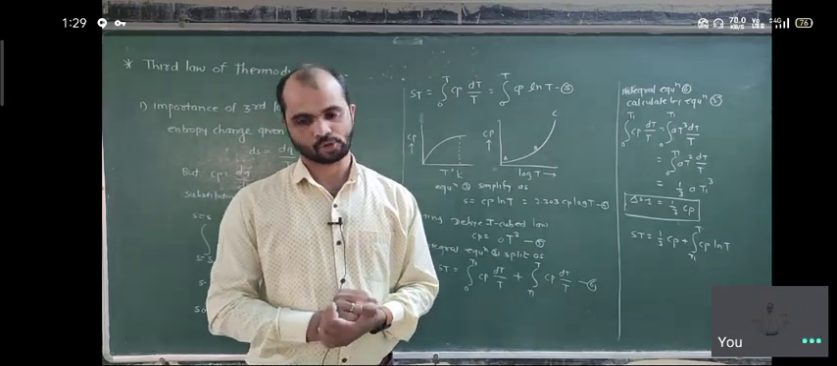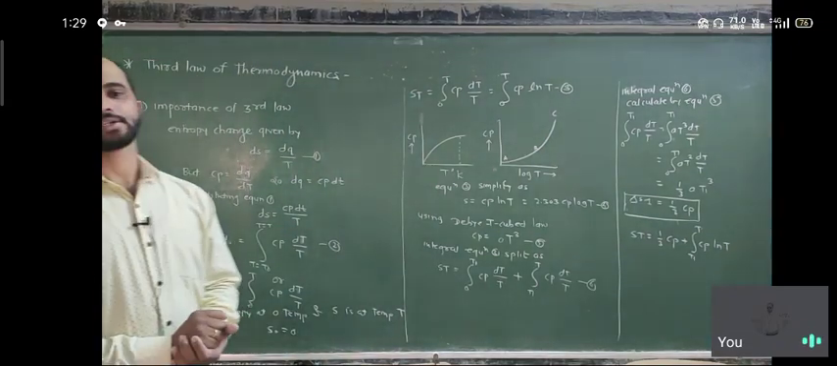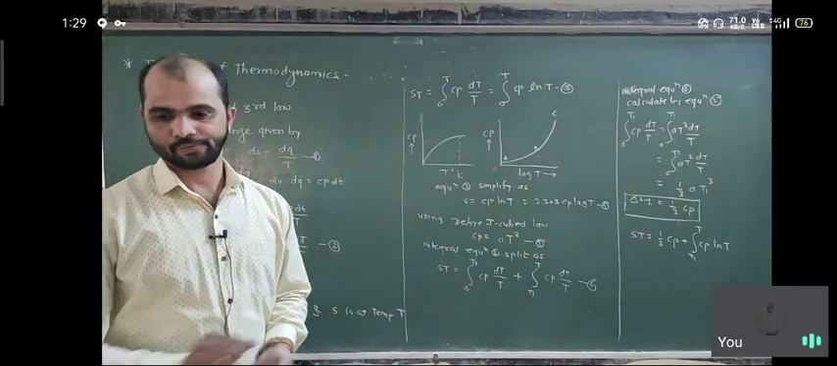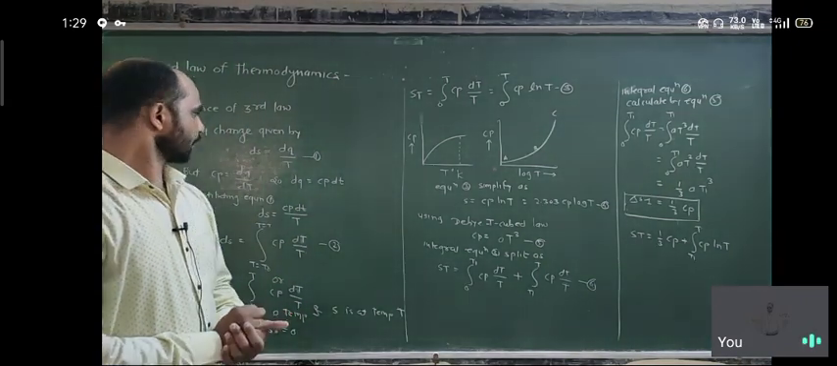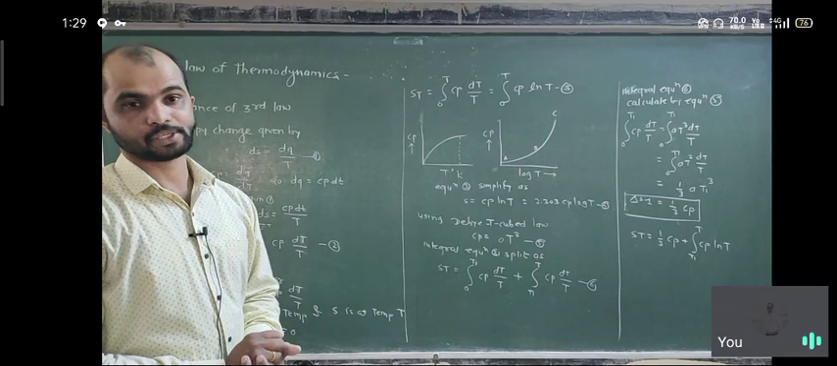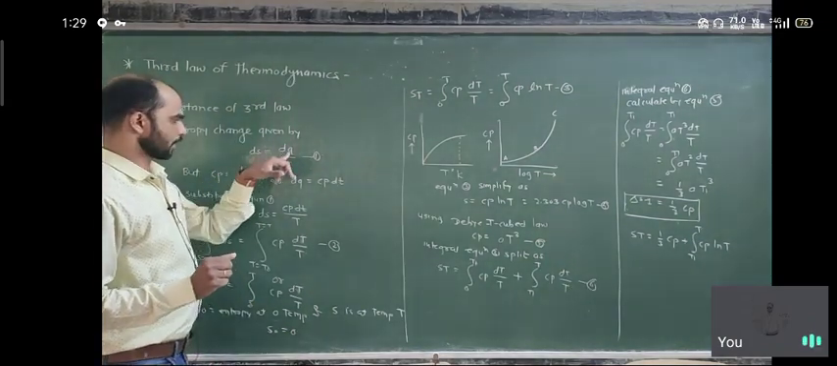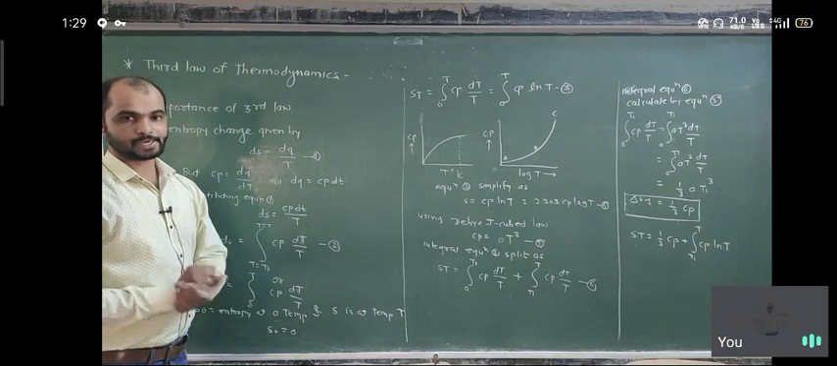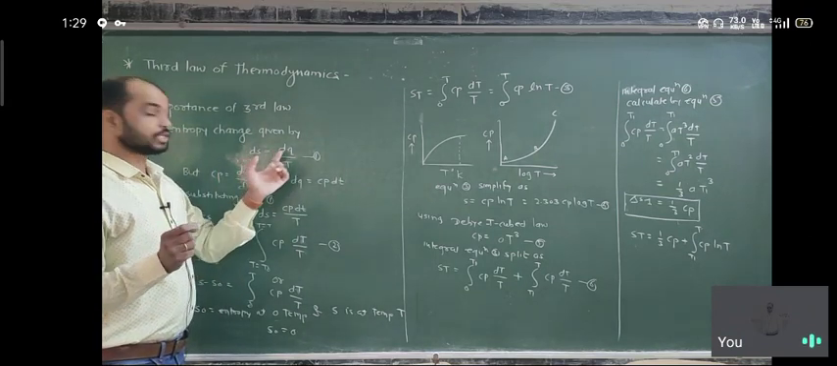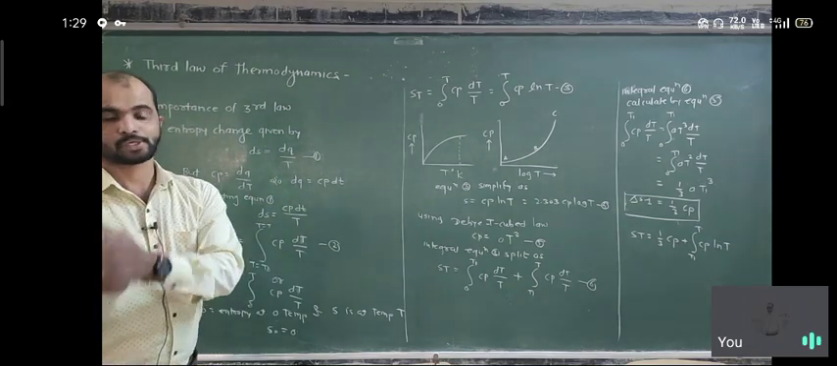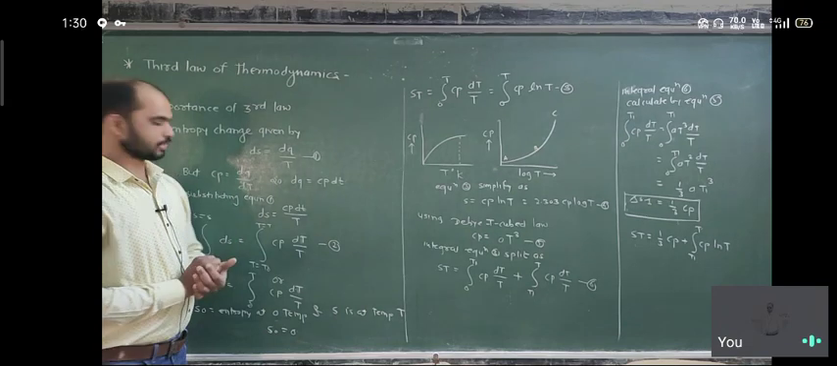Okay, so here we are going to discuss the importance of the third law. You are familiar with the change in entropy of any chemical reaction at a particular temperature, given by dS equal to dq upon T. dq means change in heat, dS is the change in entropy. That means dq upon T is the first equation.